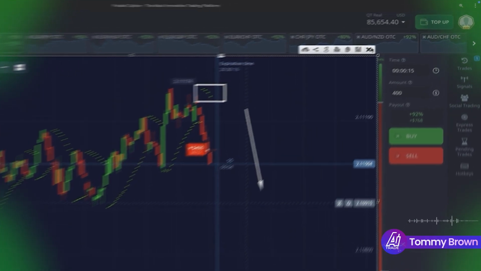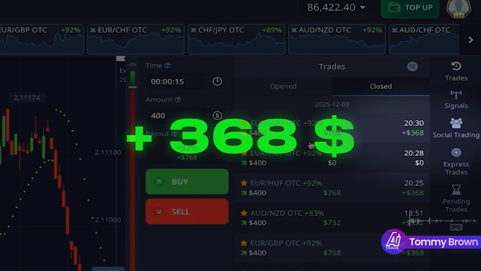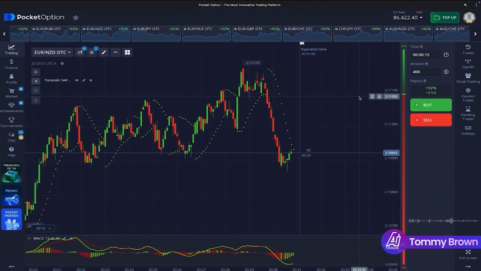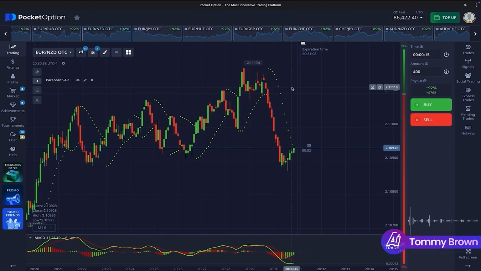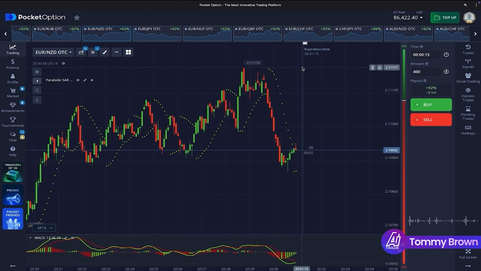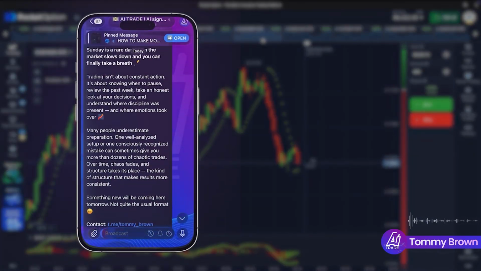Alright, let's take a look. The trade closes with a confident profit, plus $368. We can see clearly the movement is going down, so now we need to look for a new entry point, and that's essential. I'll explain to you once again why I enter trades this way, so that you can also trade using this strategy and start earning after watching this video. And I'm looking for the next profitable trade.